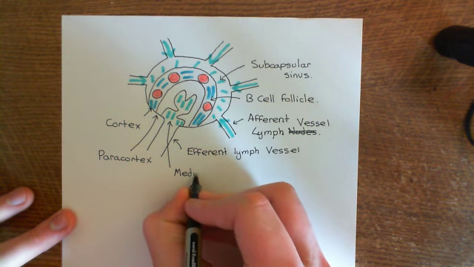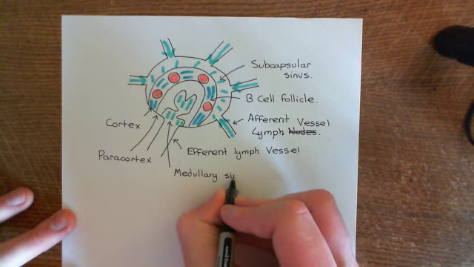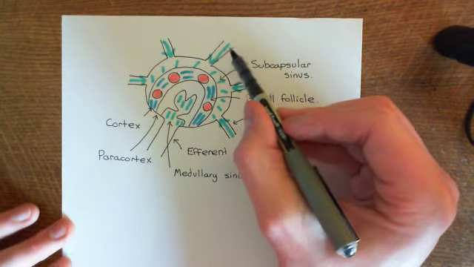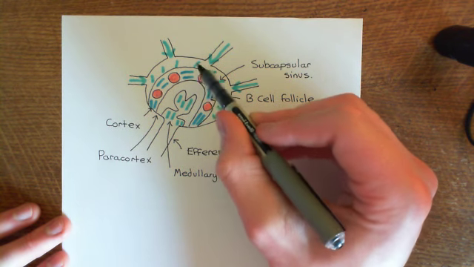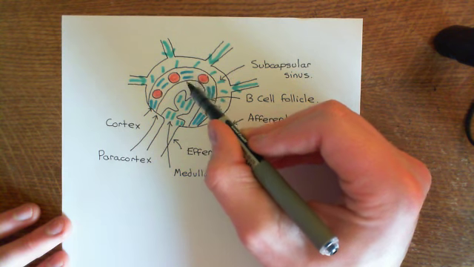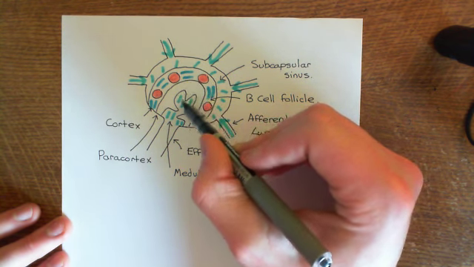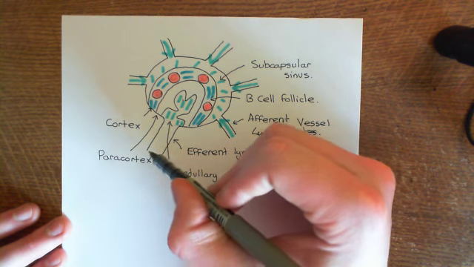Okay, so the whole structure then now, what happens is that the afferent lymph vessels drain lymph from the peripheral tissues into the subcapsular sinus. Okay, the lymph then has to percolate through the cortex and the paracortex of the lymph node to get down into the medullary sinus, and then has to go out the efferent lymph vessel.